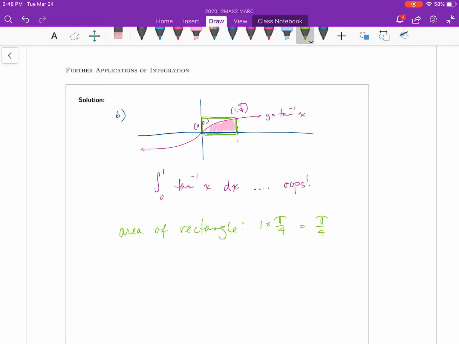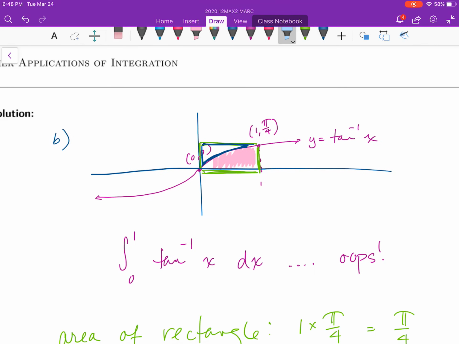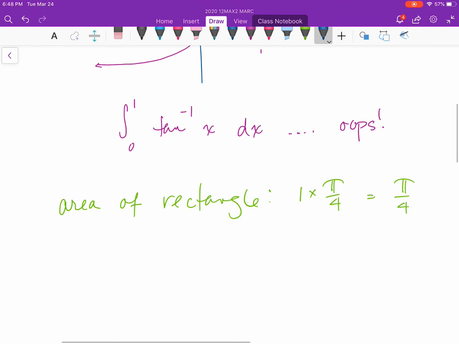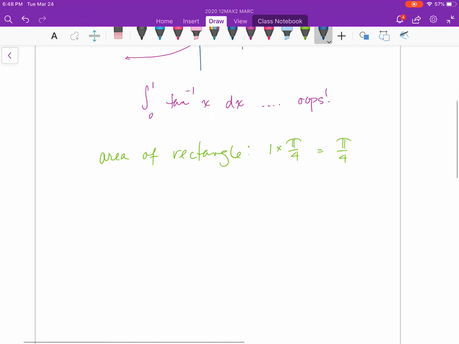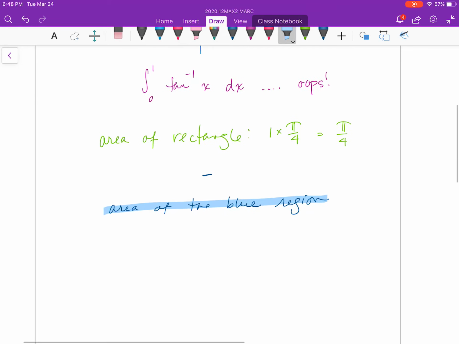And since I can't integrate the inverse tan, I need to find the area of this blue region that I'm outlining in blue. I'm going to fill it in, highlight it. So if I can find the area of that blue region, I can subtract it from the rectangle, and Bob's your uncle. So, sorry about that. I'm going to subtract off the region which I've highlighted above in blue.